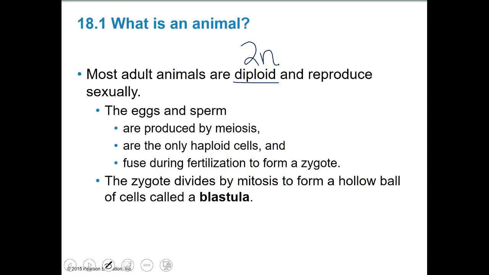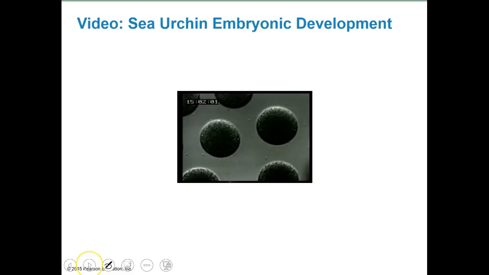There are all kinds of variations to these things, but for the most part, we've got diploids that use sexual reproduction. So egg and sperm are produced via meiosis. Meiosis is the only way that we can make egg and sperm, which are haploid gametes. They fuse during fertilization to form a zygote. All this stuff should be a review for you, but we're applying it to the animal. The new thing is that a zygote that divides by mitosis will form a hollow ball called a blastula. So a blastula is just a hollow ball of cells. That's a new one, but it's kind of important.